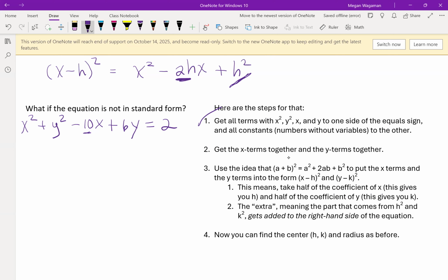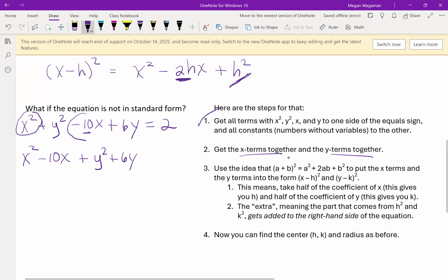Let's say we had some y's over here, we would add or subtract appropriately to get them to the other side. But right now that part is done. So now I think it just makes it easier to group the x terms and the y terms together. So x terms together, y terms together. So what I mean here is I'm going to do x squared minus 10x plus y squared plus 6y. They were already on the same side of the equals. I'm just grouping these things together and these things together just to make it easier. So we've got that done.